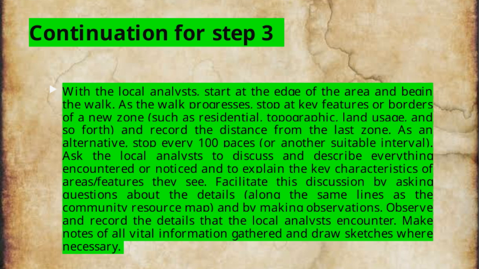Make observations yourself and record all relevant details that come up during the walk. Take notes of all vital information. This could include descriptions, observations, or even sketches if necessary. Remember, the goal here is to gather as much meaningful information as possible about the area's features and characteristics through this walk-and-talk process. This method helps us understand the landscape better and supports our overall planning and decision-making efforts.